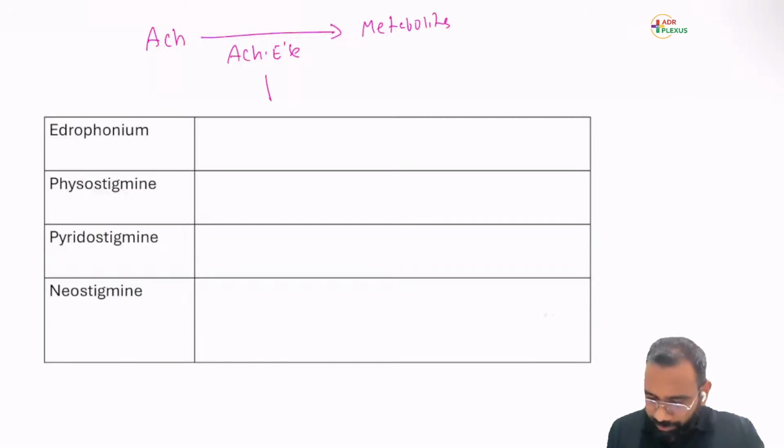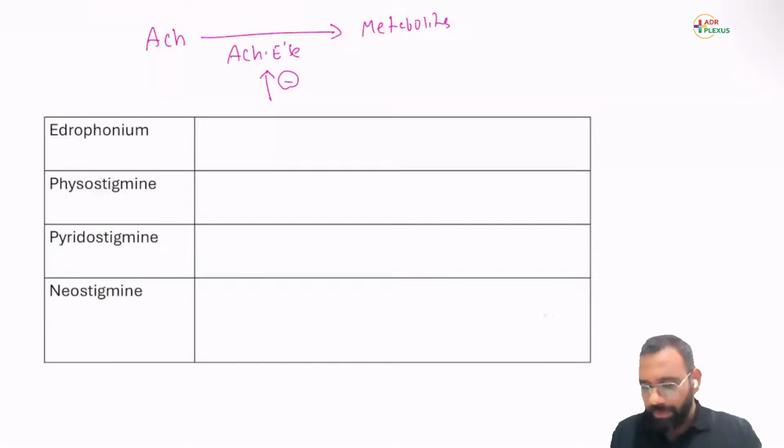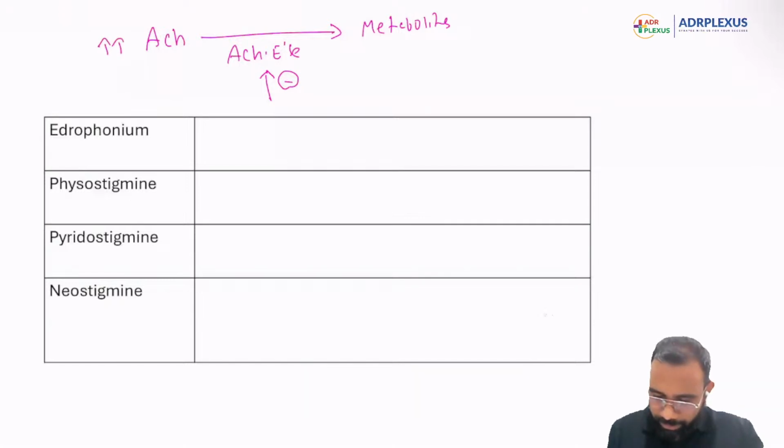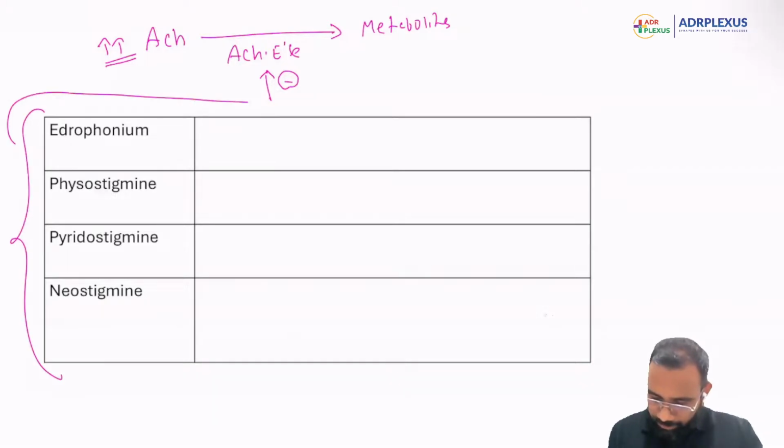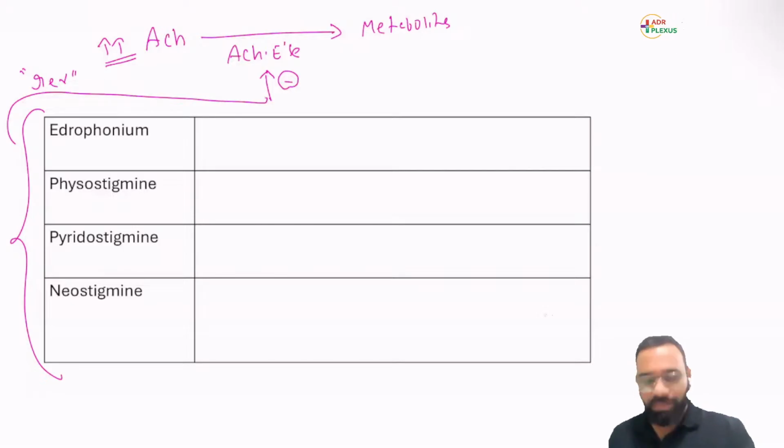And I am giving a few drugs which will inhibit acetylcholinesterase so that it is going to increase the acetylcholine level. So all these are reversible. These are reversible acetylcholinesterase inhibitors. Now let's see one by one.